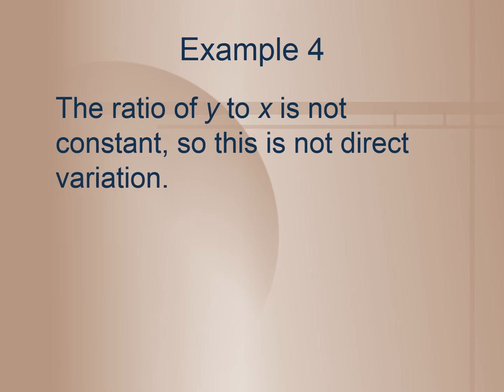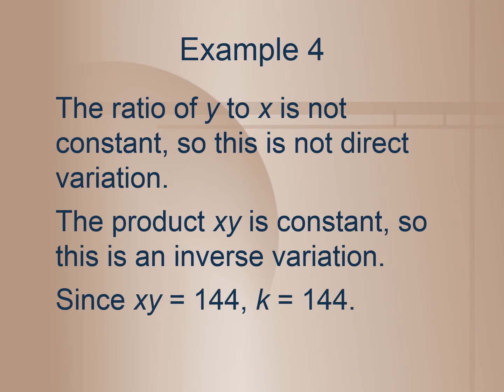So the next thing we can do is test for an inverse variation. So 72 times 2, 36 times 4, 18 times 8, 12 times 12, 9 times 16, 6 times 24, 3 times 48, they all end up being 144, which means that since that is true, we have an inverse variation. And since we have an inverse variation, to find our k value, we just need to do x times y. And remember we said that they all ended up being 144 when we multiplied them together. So that means our k value is 144.